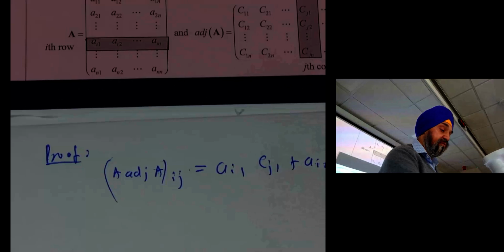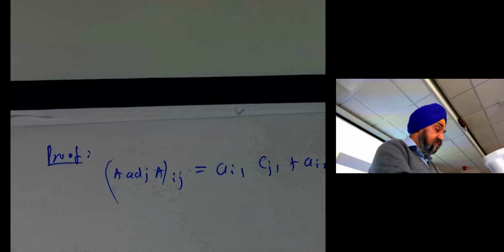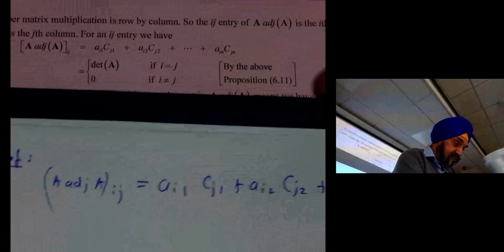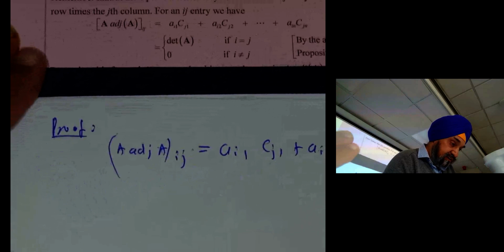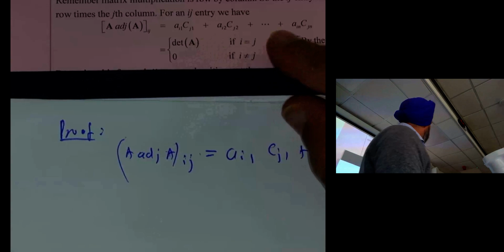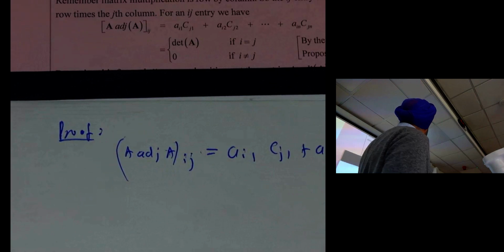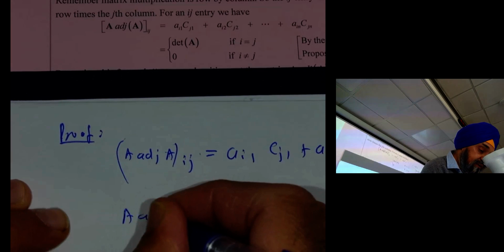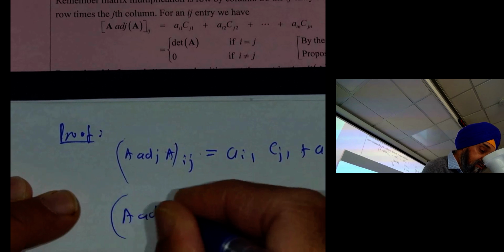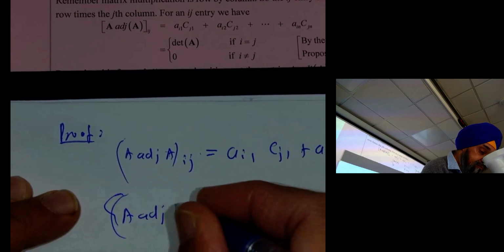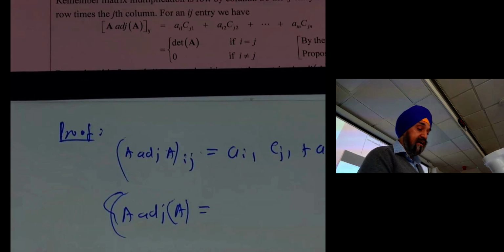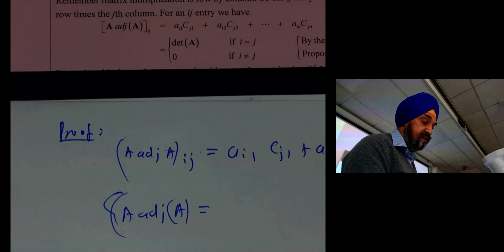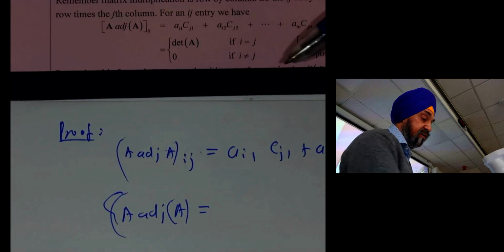Now, like I said, I wanted to use that previous proposition. If you use the previous proposition, that said that if you sum those, this is what you get. So what does that look like? What do you think A times adjoint A, the whole lot now, is going to look like? Not just that entry. That entry says it's determinant of A if I is equal to J and 0 elsewhere.